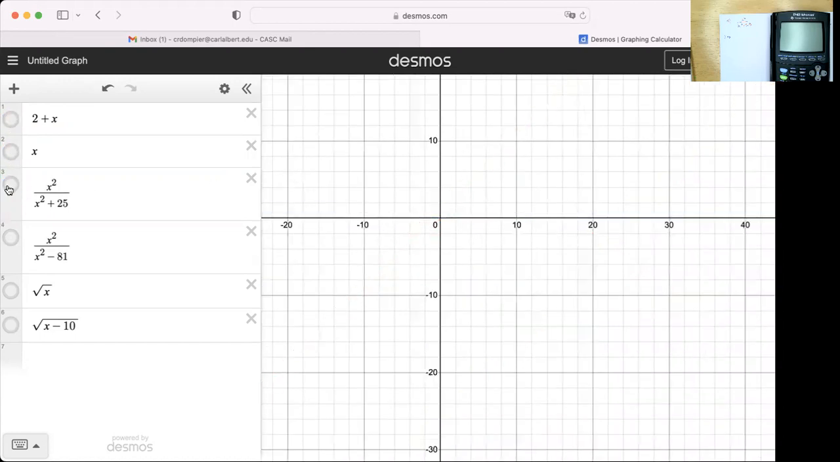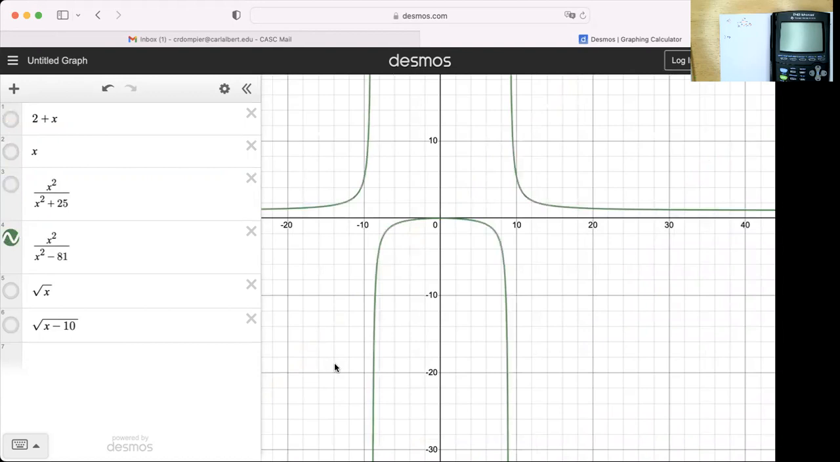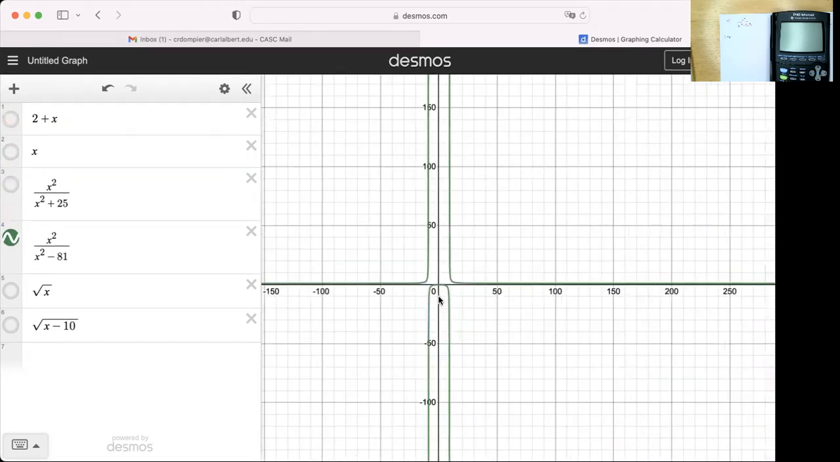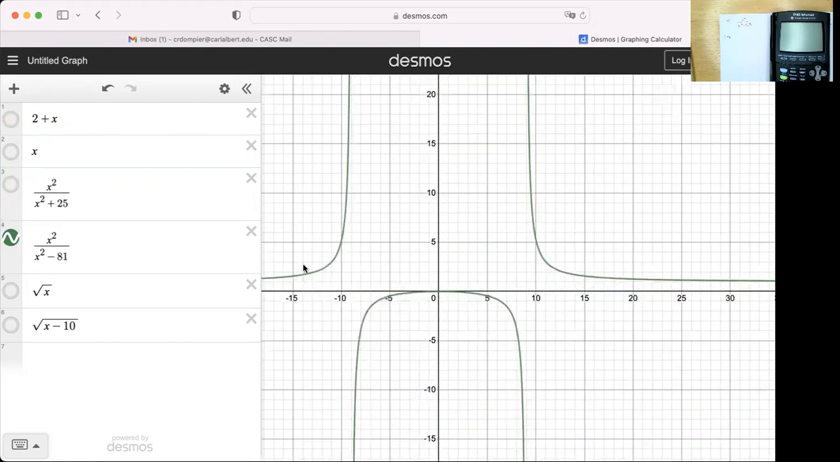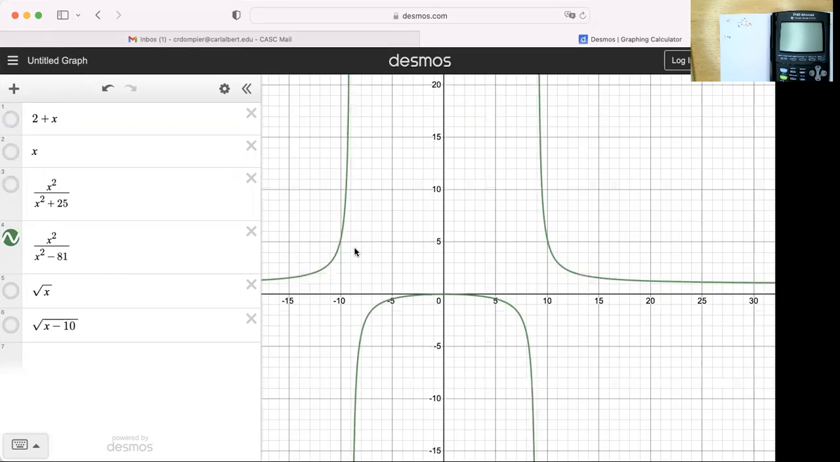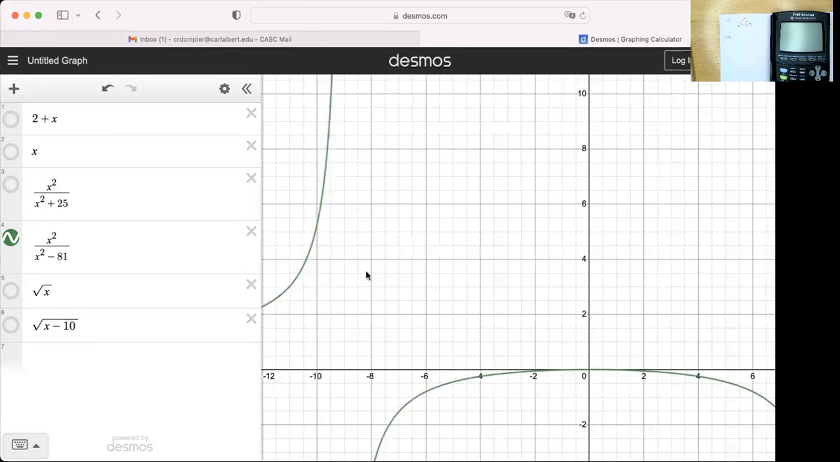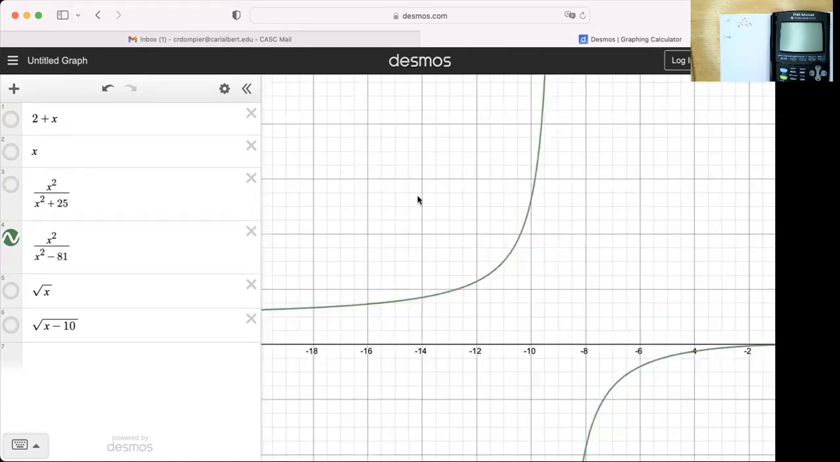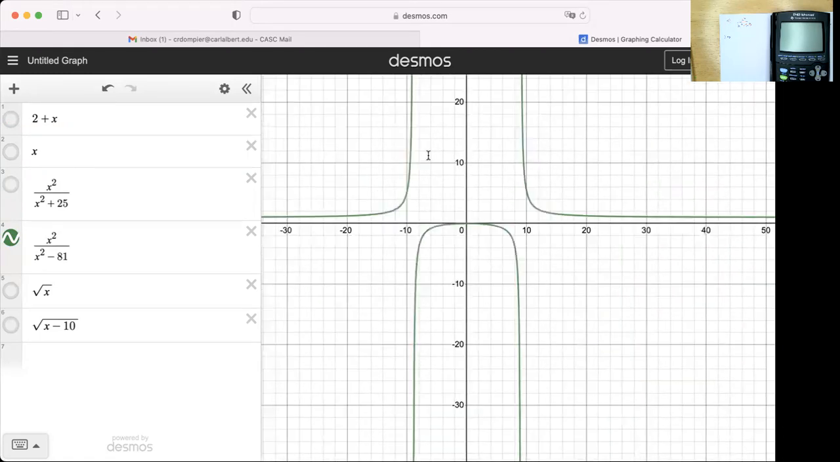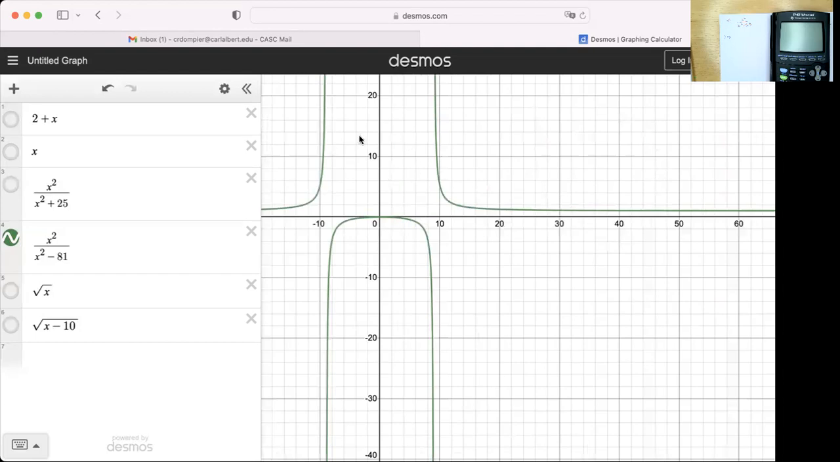But let's look at this example. X squared over x squared minus 81. Do you see what the graph does? There are points on this graph that the line is never going to touch. If you zoom in, zoom in, zoom in, that number is a negative 9. So your graph is never going to touch the number negative 9 or the number positive 9, okay?